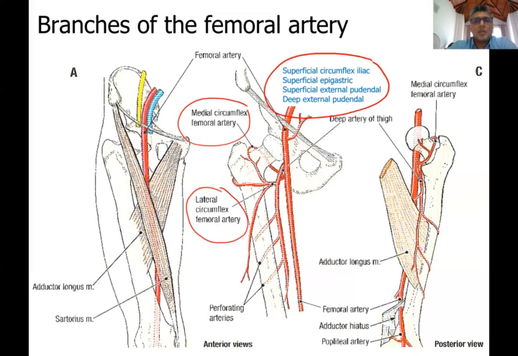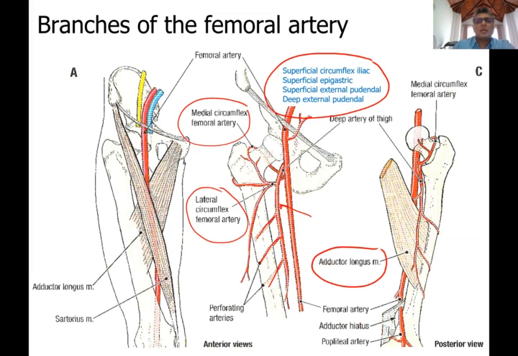Then the continuation of the deep artery gives several perforating arteries, as you can see here. Then the femoral artery passes through the adductor canal, and between the deep artery and the femoral artery, the adductor longus muscle is sandwiched between the two vessels. These details are not necessary for you. I think you know that already.